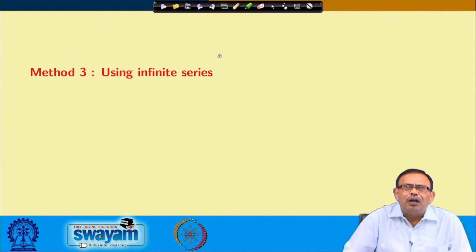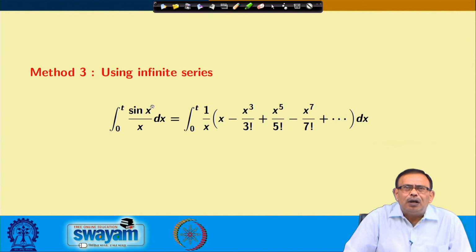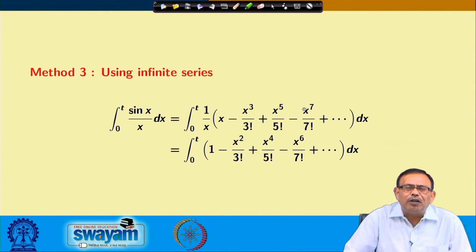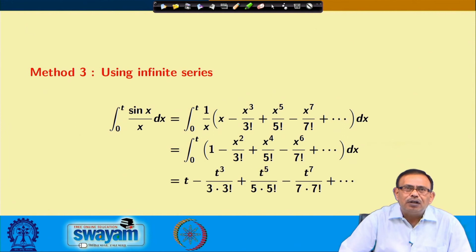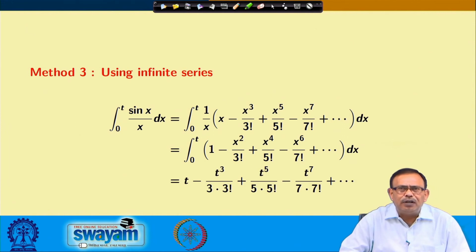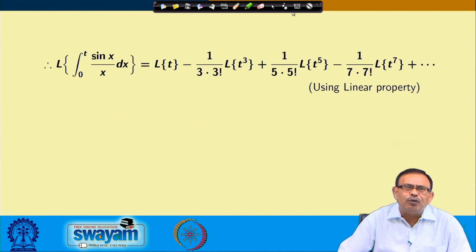I can express sin x in terms of an infinite series. Once I am expressing this and dividing by x, I will obtain 1 minus x square by factorial 3 plus x to the power 4 by factorial 5 minus x to the power 6 by factorial 7, like this, and I can integrate it very easily. If I put the values, I will obtain t minus t cube by 3 into factorial 3, plus t to the power 5 by 5 into factorial 5, and so on.